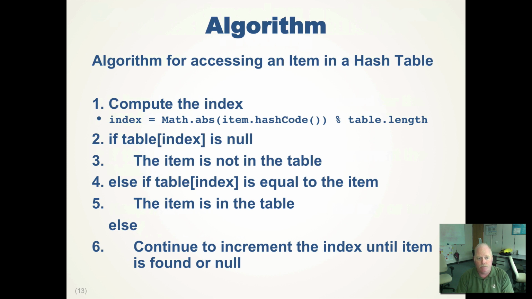So the algorithm is basically you compute the index, which is again math takes absolute value of the item's hash code, mod it by the table length, that's the index. If the table at index is null, the item's not there. If the table at index is equal to the item, then we found it. Else, we continue to increment the index and compare the table at the new index to see if it's there, or if we find a null, then it's not in the table. So we're going to linearly probe through the table, wrapping around.